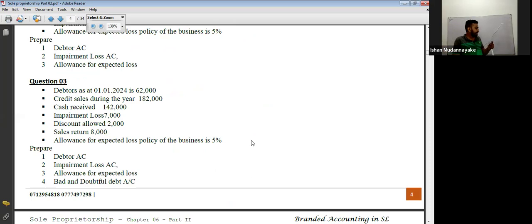Question number three. Debtors as at 1st January 2024: 62,000. Credit sales 182,000. Cash received, impairment loss, discount allowed 2,000, sales return 8,000. Allowance for expected loss, policy of the business 5%.